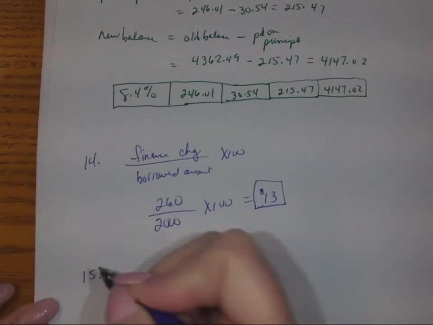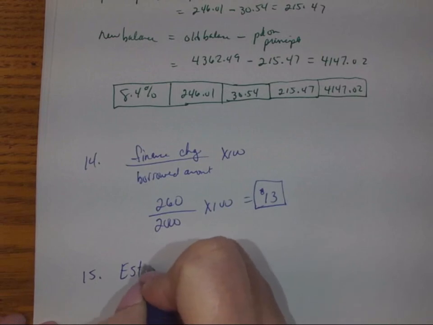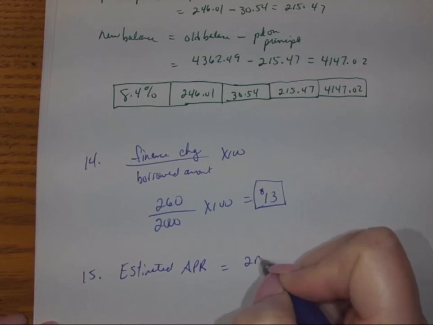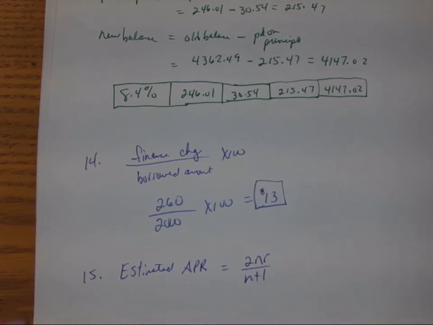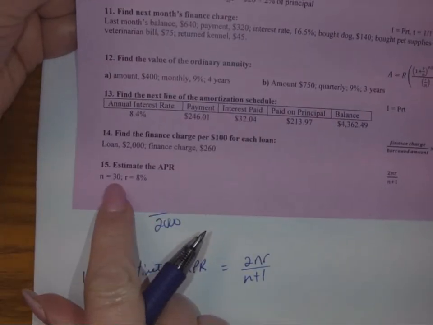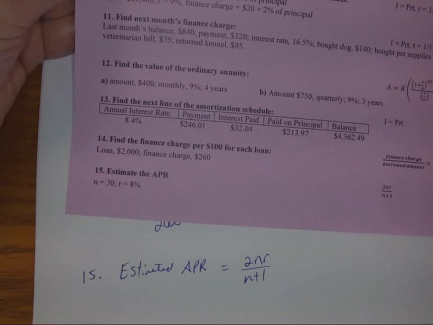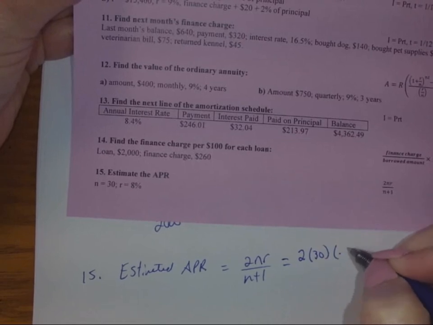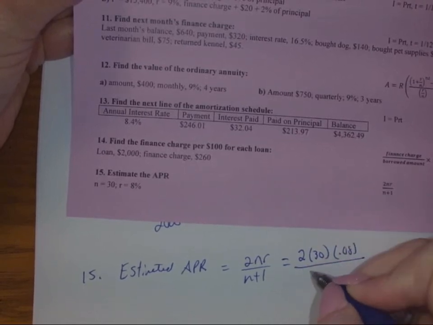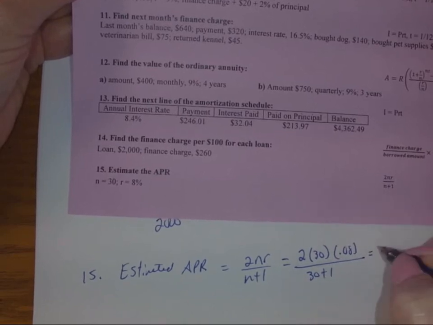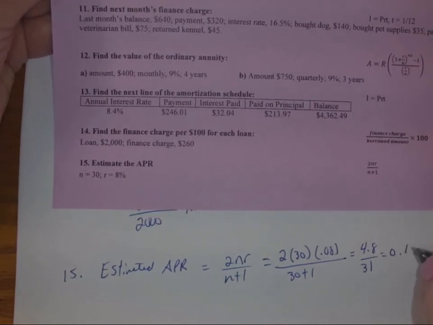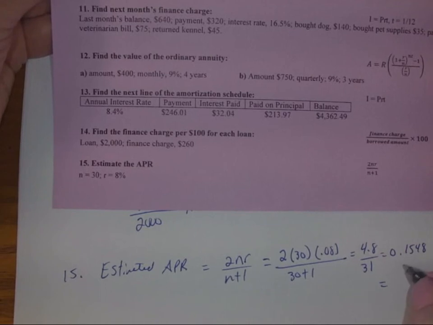All right, number 15. Number 15 is the estimated APR. That's the annual percentage rate, and it is equal to 2NR over N plus 1. We are told that N is 30 and R is 8%. So remember, you always got to change that percentage to a decimal. So this will be 2 times our N, which is 30, times 0.08, all over 30 plus 1. So this will get you 4.8 divided by 31, and that'll get you 0.1548. And changing that to a percent will get you 15.48% by moving the decimal place.